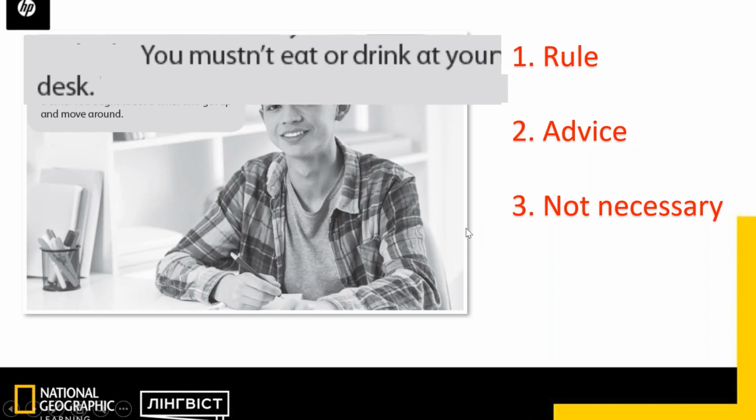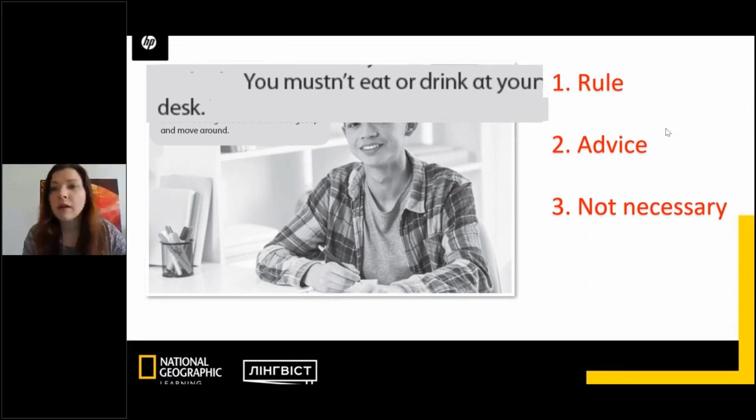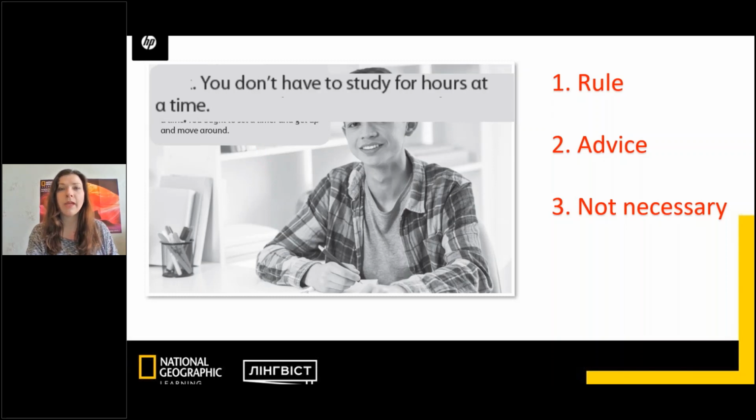When we hear mustn't, it means stop doing it. So this is number 1. Good. You don't have to study for hours at a time. So you just sit down and study for 10 hours. Is it necessary? Is it a rule, you mustn't do that, or it's not necessary?